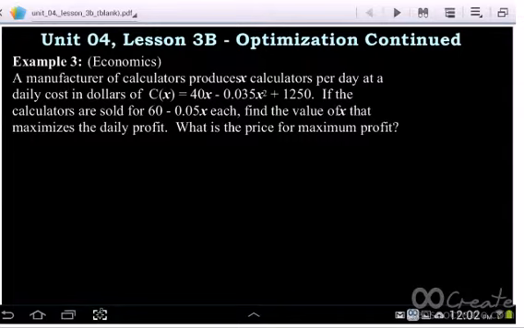This is our video explaining how to do the questions in the second part of lesson 3. So we're jumping in at example 3. Example 1 and 2 were done in class yesterday.